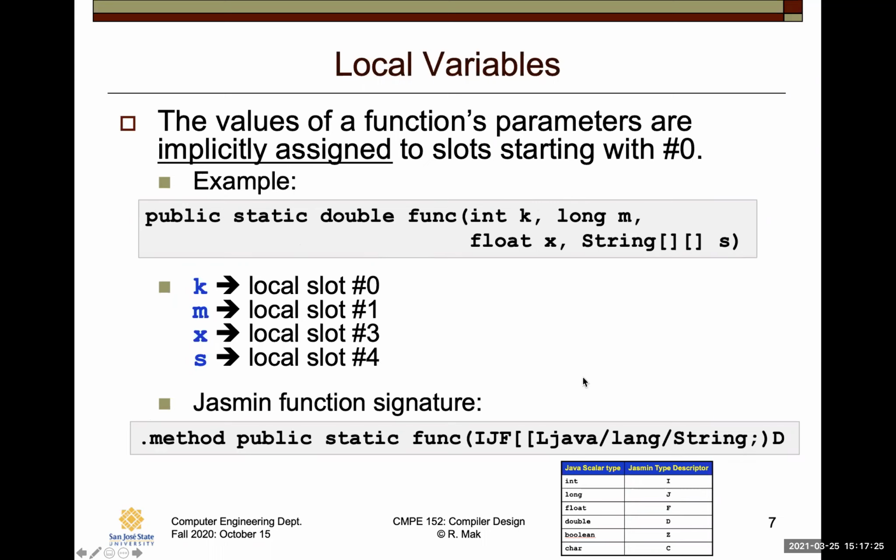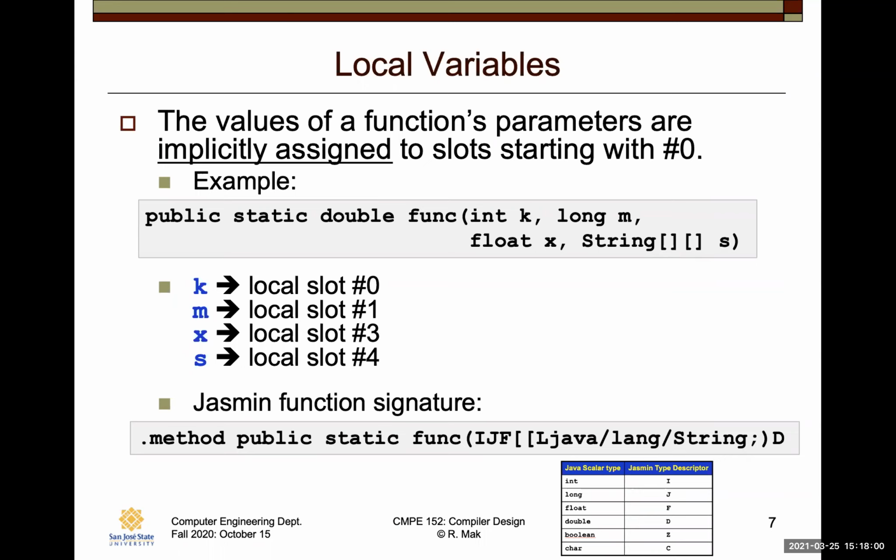And you can see now we're using these letters. The parameters are integer, long, and float, so here's I, J, and F. And then string is a two-dimensional array, so here are 2 square brackets, and the class is Java lang string. We see the capital L here and the semicolon here, and the function returns double, and so there's a D here. Okay, so this is what we have to deal with.